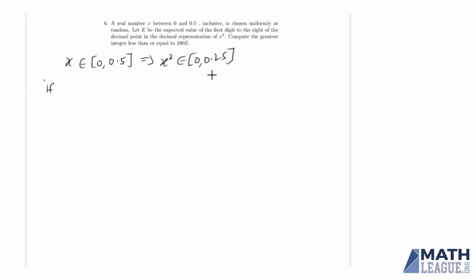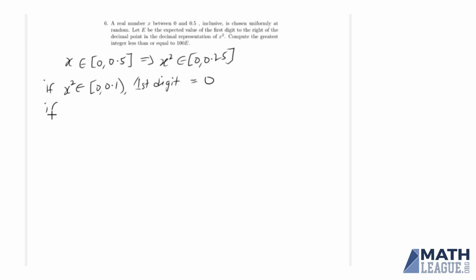If x squared belongs to the sub-interval 0 to 0.1, a half interval, closed at 0 but open at 0.1, then the first digit after the decimal point is 0. You can see it here, because we have 0.0 and there is nothing after the 0. So the first digit after the decimal point is 0 here.